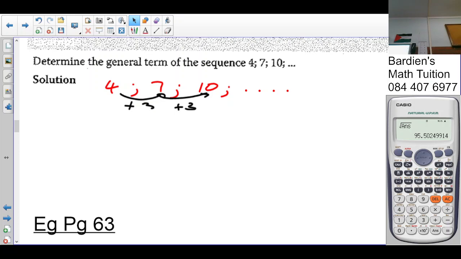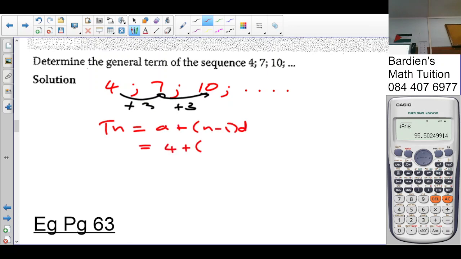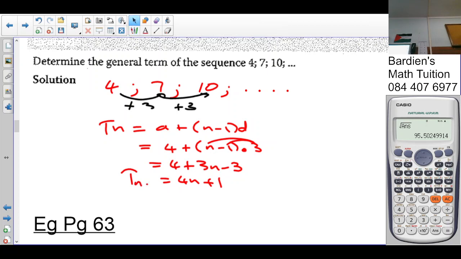Okay. So what do we have? Tn is equal to a plus n minus 1 d. What's your a value? 4 plus n minus 1 times 3. Multiply that in, I'll get 4 plus 3n minus 3. Okay, you all okay with that? So it's 3n plus 1.